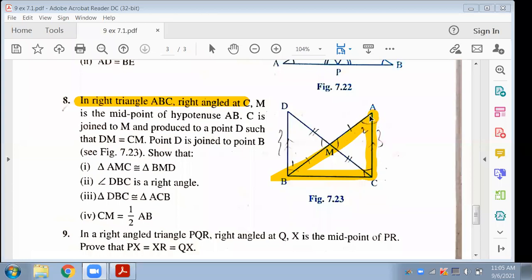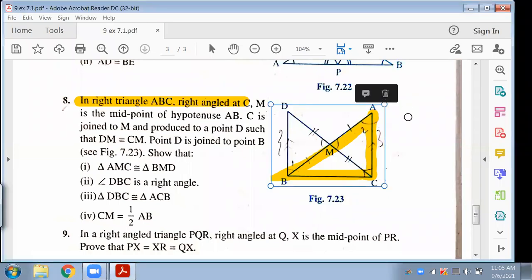So in right triangle ABC, M is the midpoint of the hypotenuse AB, and it's right angled at C. C is joined to M and produced to the point D such that DM and CM are equal. And D is joined to point B. Now you have to show all this.